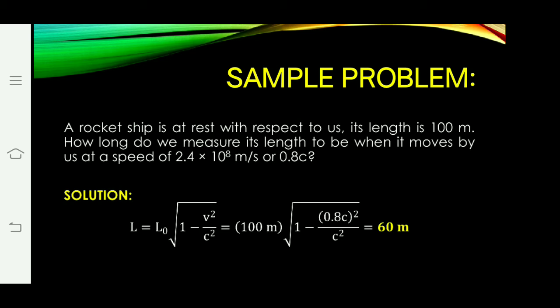Here's our solution. L equals L sub 0 times square root of 1 minus v squared over c squared, which becomes 100 meters times square root of 1 minus (0.8 c) squared over c squared, equals 60 meters.